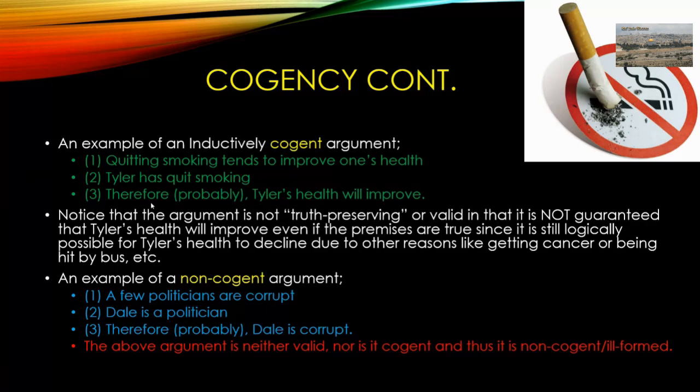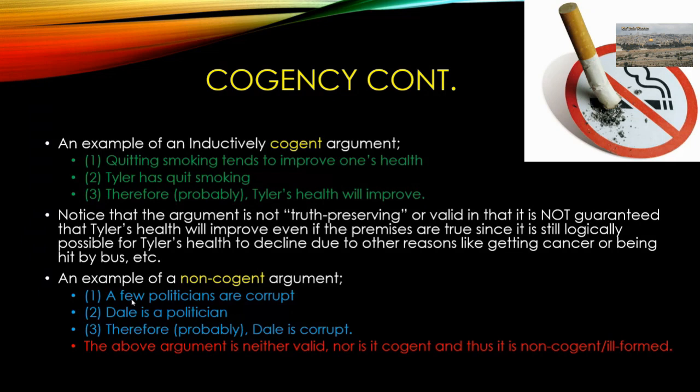Now here's an example of a non-cogent argument. Premise 1, a few politicians are corrupt. Premise 2, Dale is a politician. Conclusion, therefore, probably Dale is corrupt. And that's wrong, because even if we assume the premises are true, which in fact they're not, let's face it, basically many politicians are corrupt, or I think we would have to say that all Democrat politicians are corrupt.